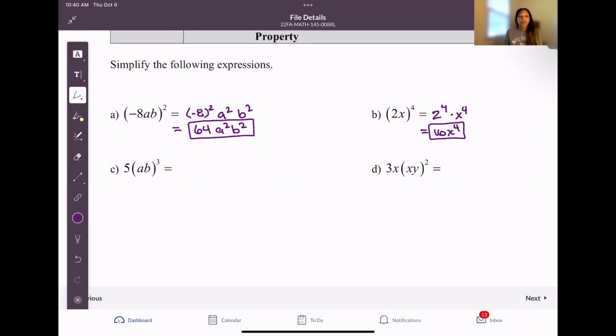All right. For part C, be careful here. That 5 is outside of the parentheses, so that 5 is not being raised to the x power.